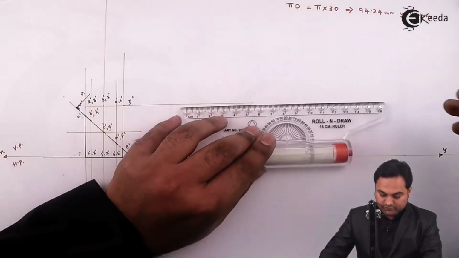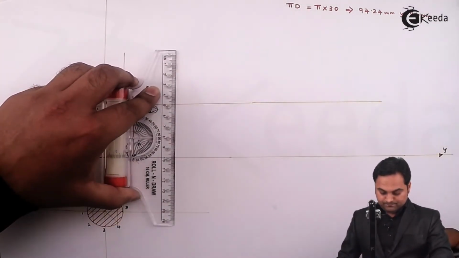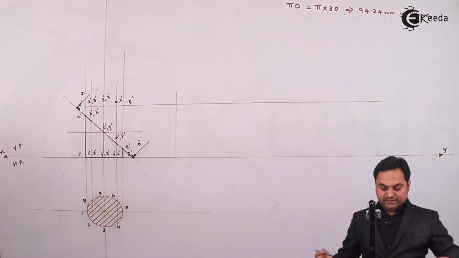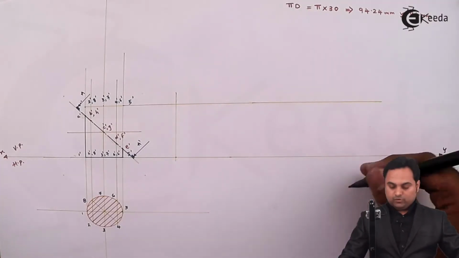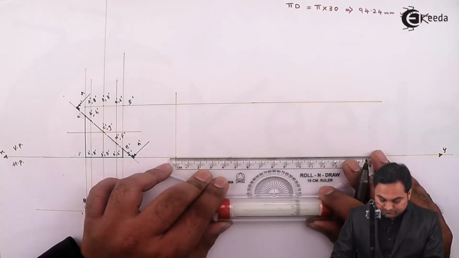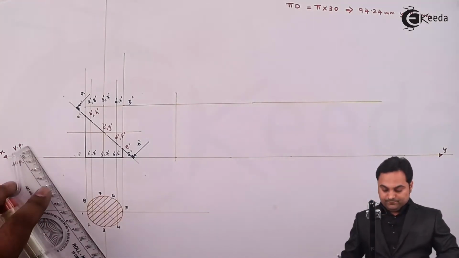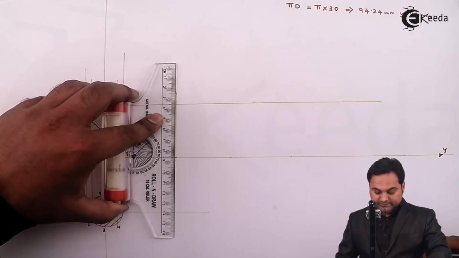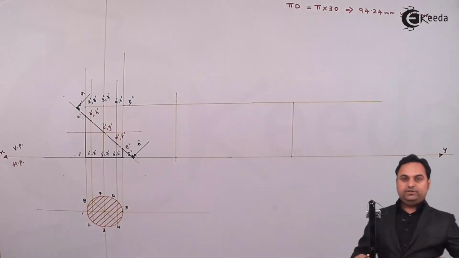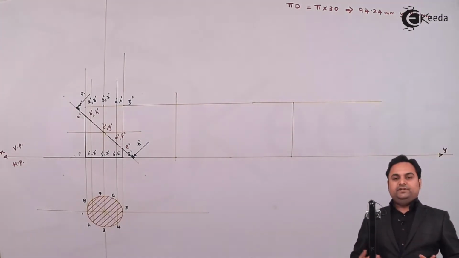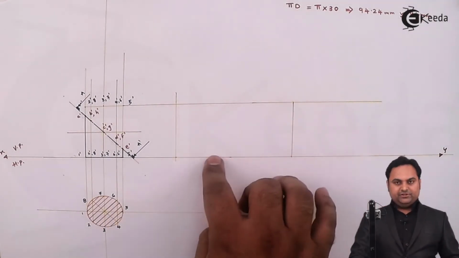For that I am drawing a light horizontal line, and a light vertical line. Next, I'll take this point as the reference and measure 94 mm over this. Here I'm marking 94 mm, and then I'll draw a light vertical line. So in short, this is the circumference of the cylinder, which is of 30 mm diameter. When we are opening it, it will be in the form of a sheet.